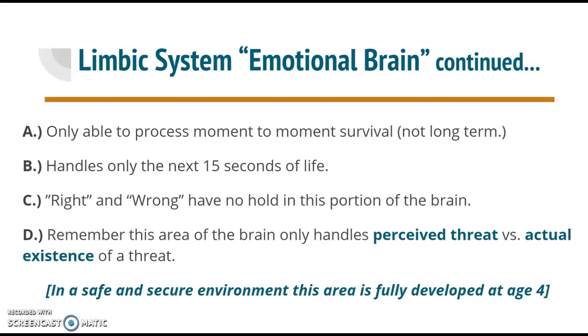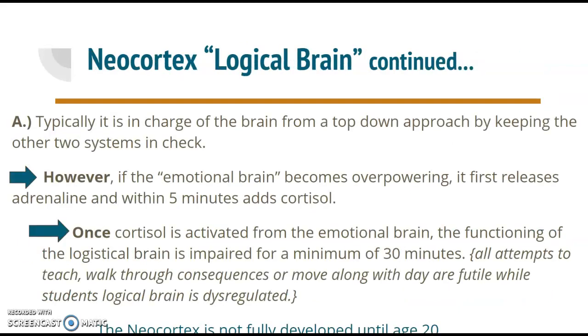So if you have ever had a student have an outburst or struggle that doesn't seem to make sense, it doesn't always have to. If their brain just perceives it as a threat, that is enough, rather than it actually being one. In a safe and secure environment, this area is fully developed at age 4. For our students who have not necessarily had that development all the way, we can see them really heavily operating out of this area of the brain when their body's dumping cortisol, which we'll talk a little bit more about.